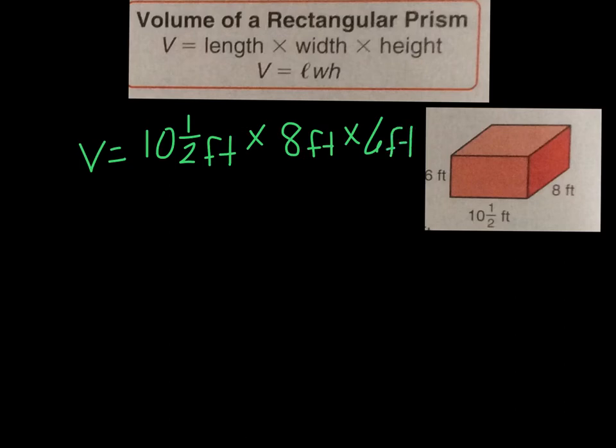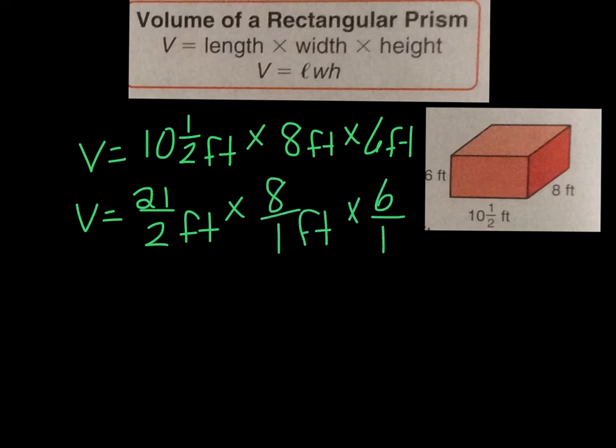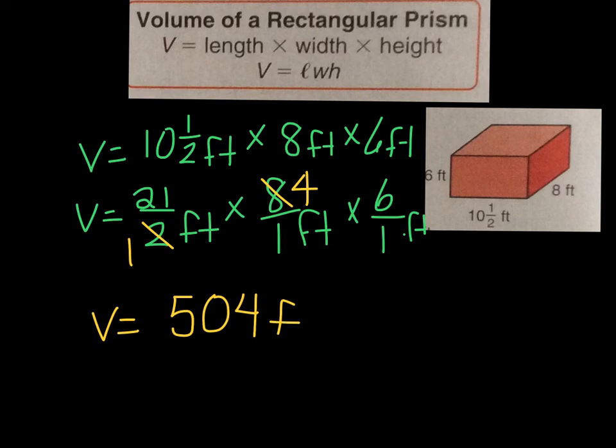Now I need to change all of these into fractions and improper fractions so that I can multiply them. So the volume equals 10.5 as an improper fraction, which is 21 over 2 feet, times 8 over 1 feet, times 6 over 1 feet. Now I can do some reducing here. So 2 goes in there and there. And now I have 21 times 4 times 6. When I multiply all 3 of those numbers, I get 504 feet cubed. So the volume of this rectangular prism is 504 feet cubed.